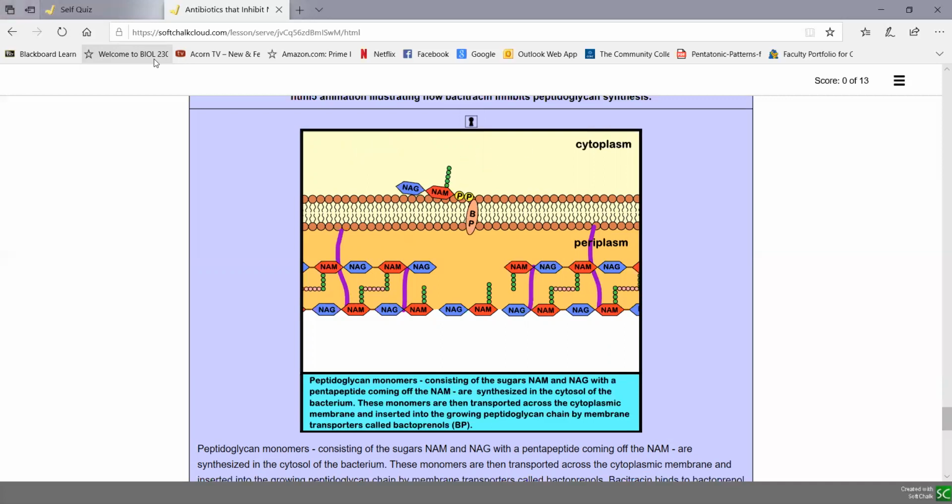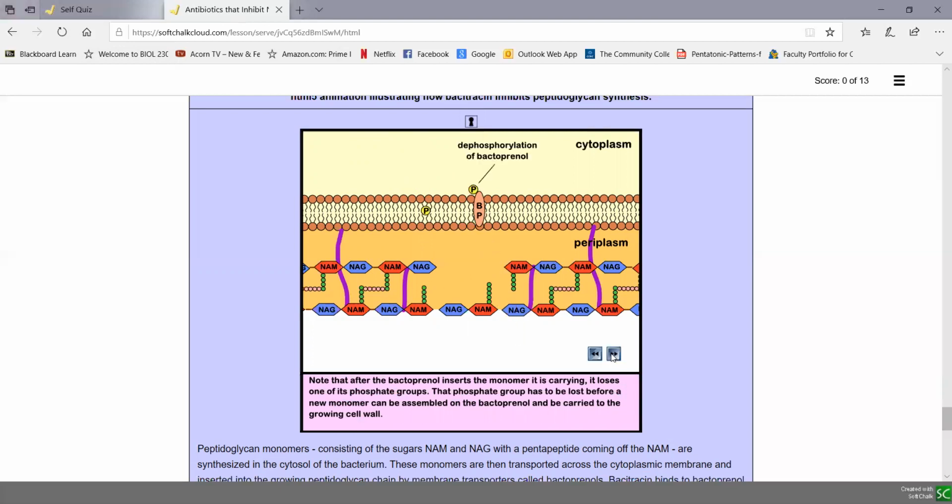So that's the job of bactoprenol, to assemble the monomer and transport it across the cytoplasmic membrane where the peptidoglycan is located. Now what happens with bacitracin is that as the bactoprenol is getting ready to assemble a new monomer, bacitracin will attach to that.